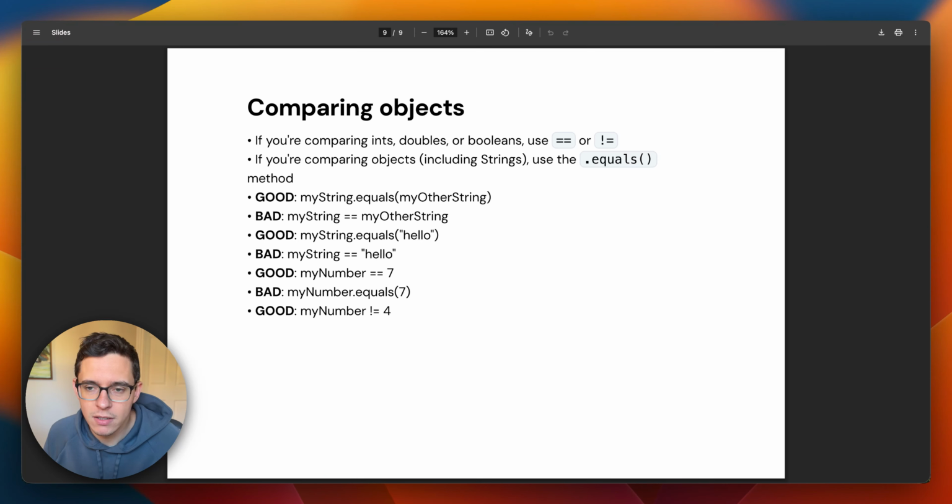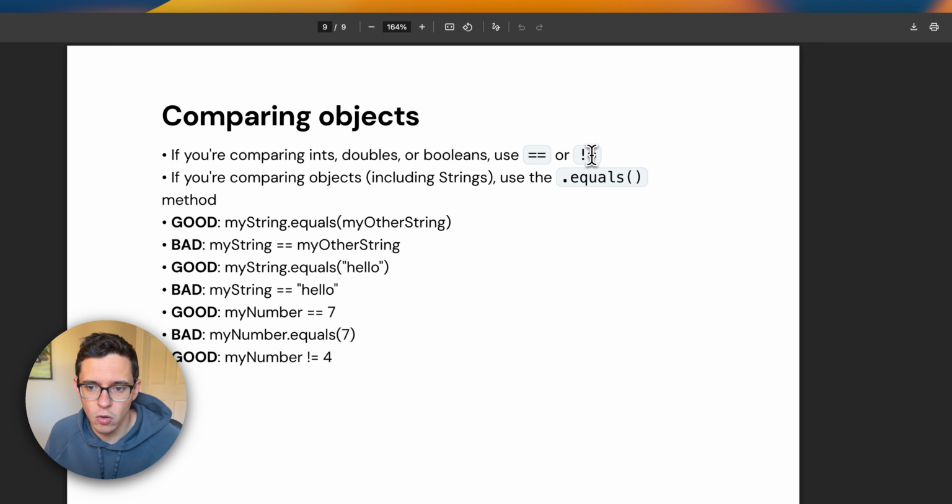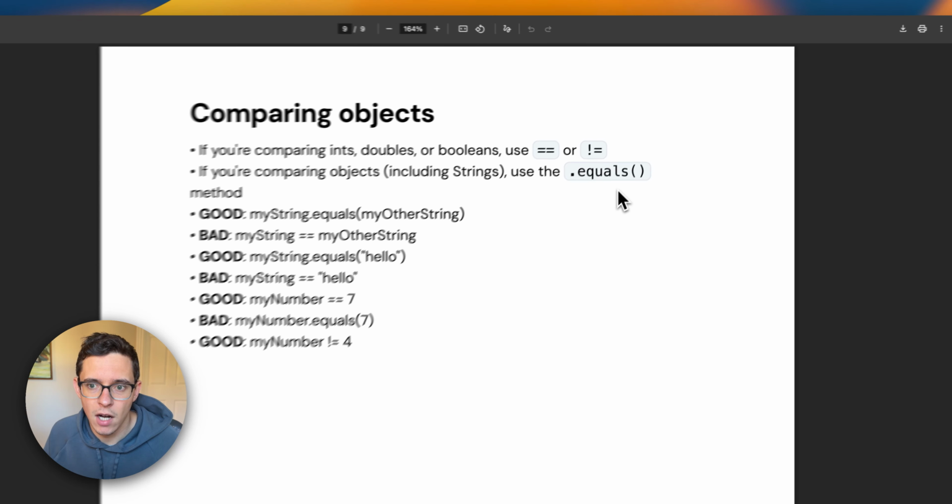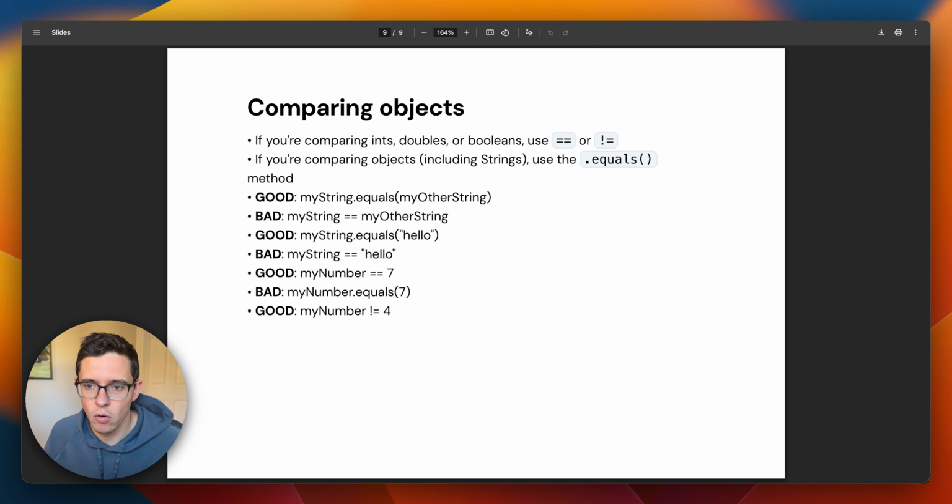Okay. The final slide on this is actually less about the and, or, and not operators and more about the equality operators, equals equals and not equals. One of the things we need to consider is comparing primitive values. So int, double, and boolean are primitive values. The type name is lowercase, and that means that we can compare them with the equals equals or not equals operators. Objects are types like String, or if you make your own class, those are objects, and you will compare them with the dot equals method.